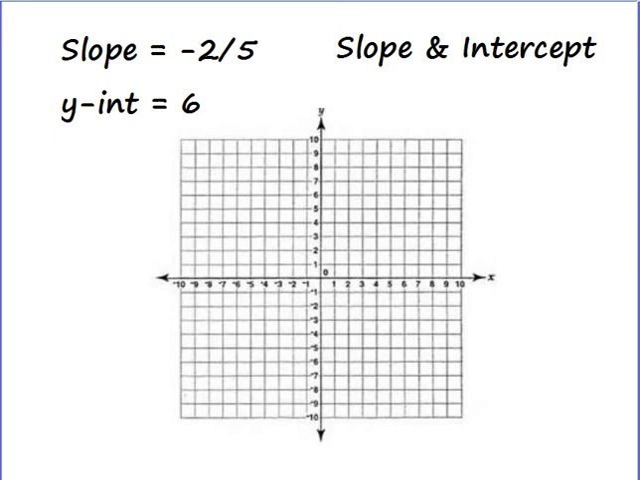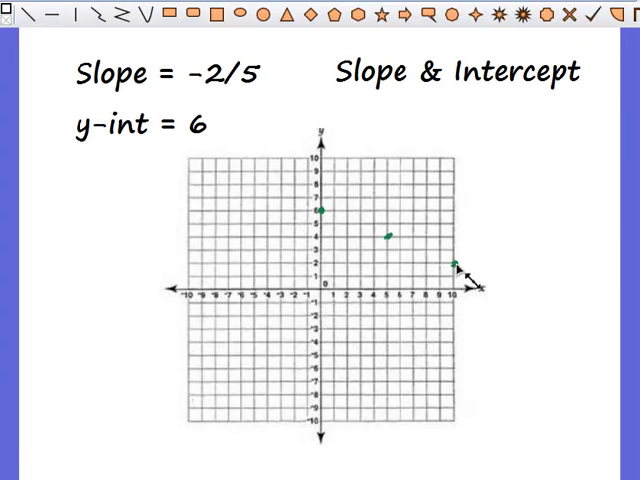One more slope intercept. This time my y-intercept is a positive 6 and my slope is negative, which is telling me to go down 2, then to the right 5. I'm going to do that again, down 2, right 5, as many times as I can. My line then needs to go all the way across the graph, be nice and straight, and have arrows on both ends.